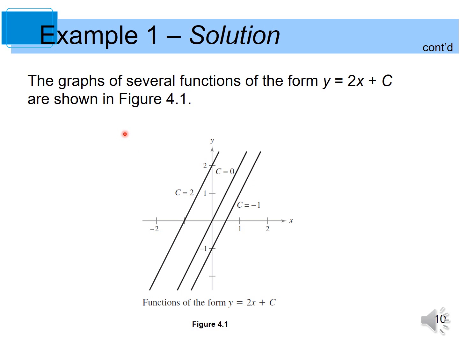The graphs of several functions of the form y equal to 2x plus c are shown in the figure below. For example, if c equal to -1, the y-intercept is at -1. If c equal to 0, the y-intercept is 0. And for c equal to 2, the y-intercept is at 2.